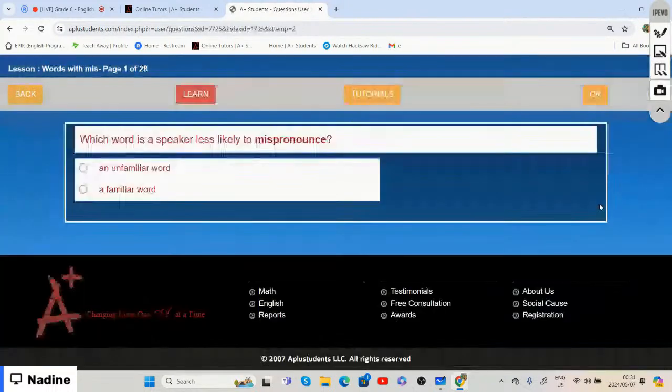All right, so now we're going to our test. And remember, we said mis either means incorrectly or badly. So, which word is a speaker less likely to mispronounce? Is it an unfamiliar word or a familiar word? Think of yourself. What would you be able to mispronounce? Is it a word that you're familiar with or a word that you're unfamiliar with?